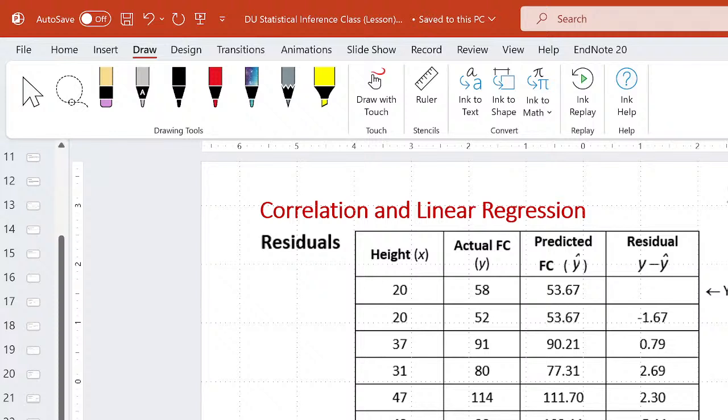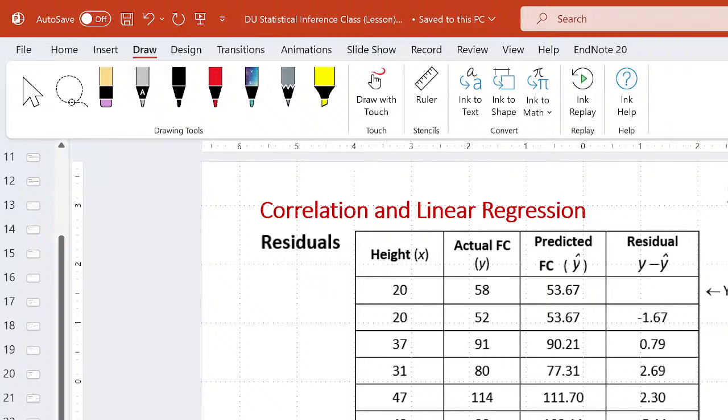So 58 minus 53.67, that's 4.33, right? 4.33. And the bottom one is negative 83.01. So a positive means that there was an underestimate, and a negative means that there was an overestimate. And that's what a residual is. Very simple.